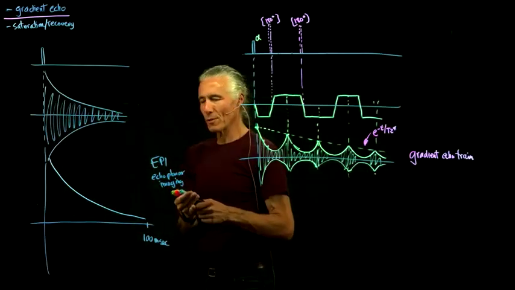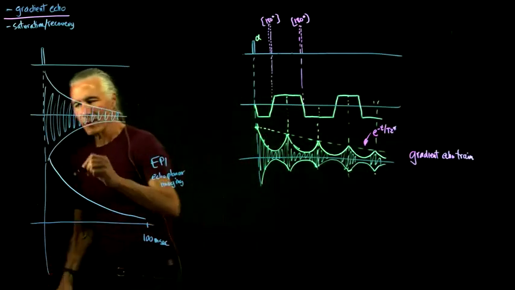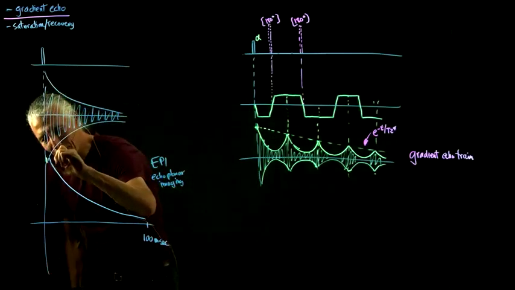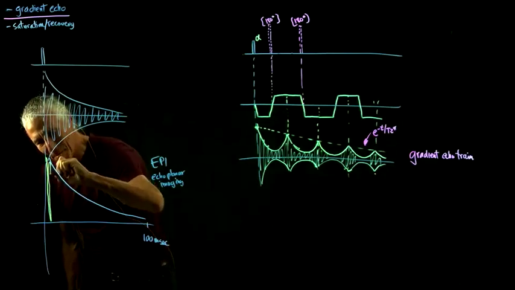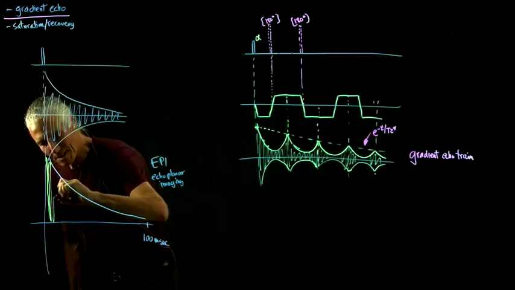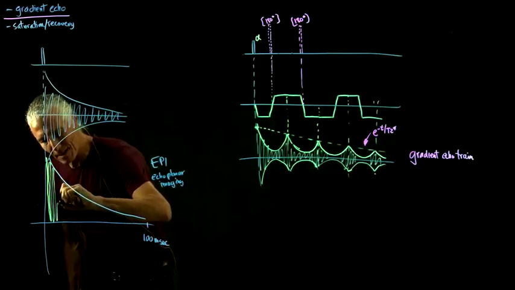And what do you do with echoplanar imaging? You just slam the gradients on. So slam this guy down to the floor and then slam it back up again and slam it back up. So you do all these echoes in the less than 1/10 of a second that it takes for the FID to decay.